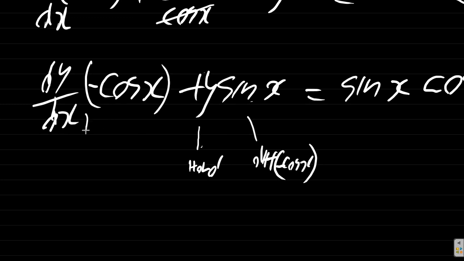Now here, you differentiate y to get dy by dx, and you hold negative cos.